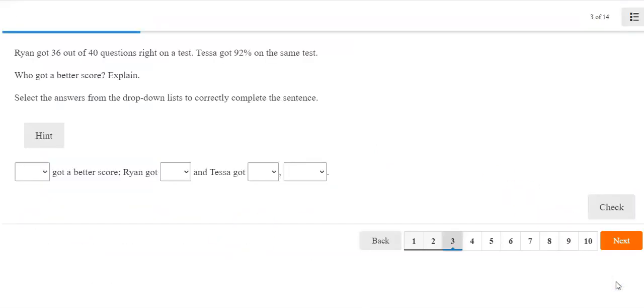Let's head to the next one. This is number 3. In your book, it will be number 10. Ryan got 36 out of 40 questions right on a test. Tessa got 92% on the same test. Who got a better score? So let's change it all to the same things. We're going to change them to percents because the drop-down boxes have percents.